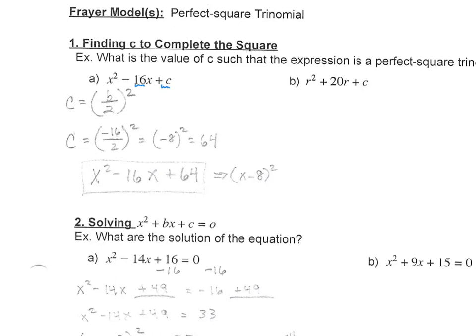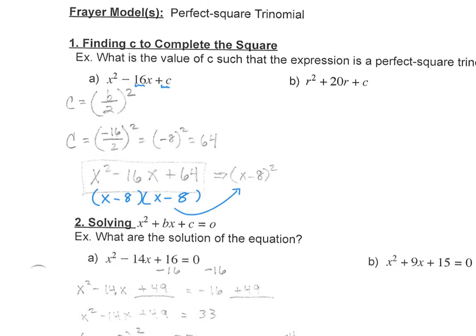And when we factor that, we're looking for factors of 64 which combine to give me negative 16, and that would be x minus 8 and x minus 8, written as x minus 8 squared. So that was our end result and our end goal.